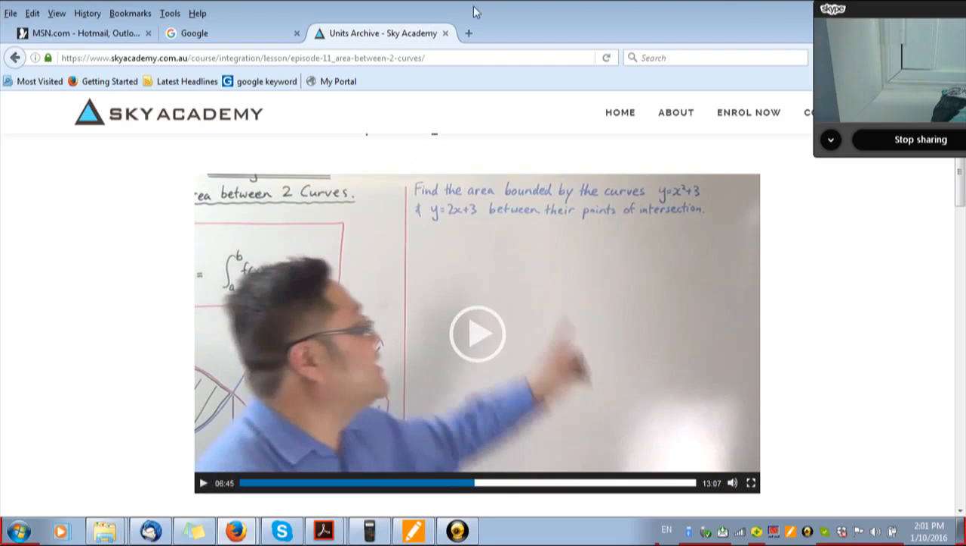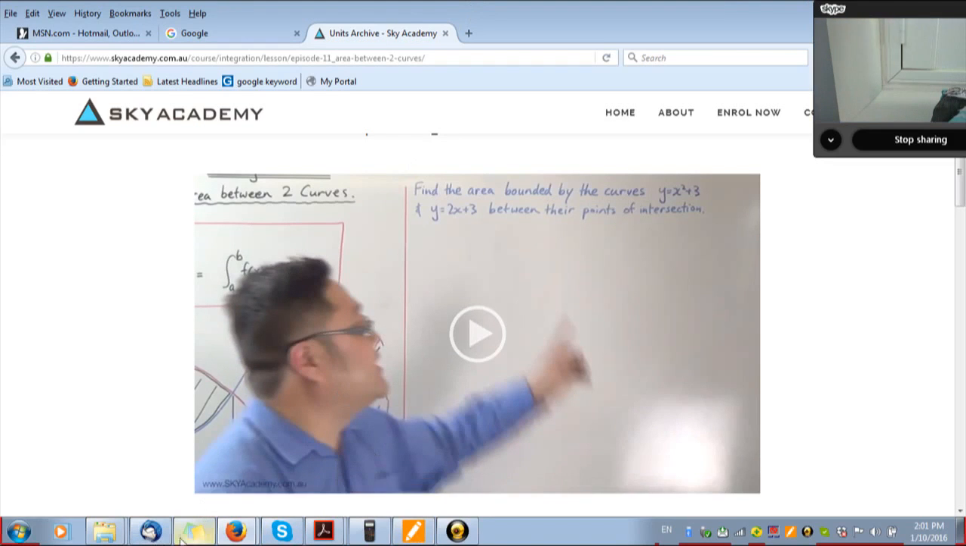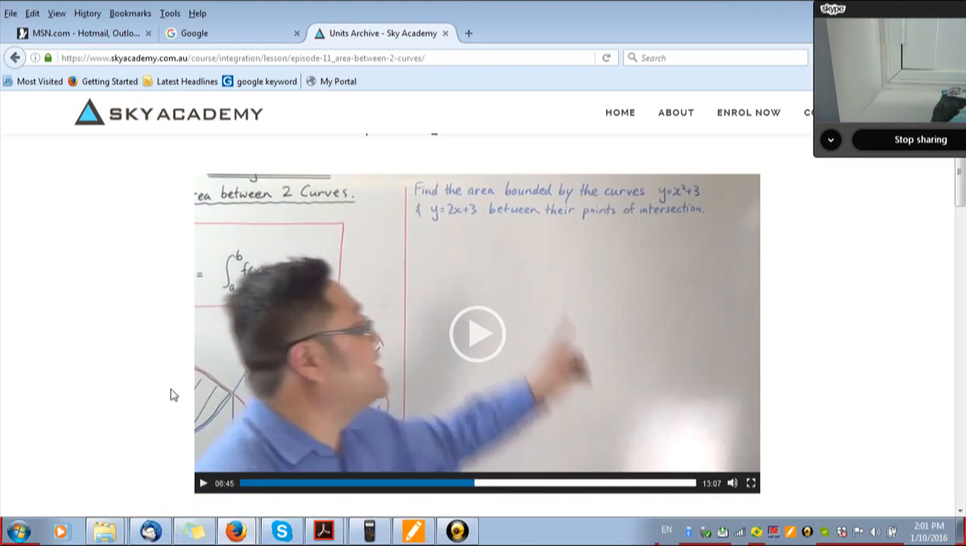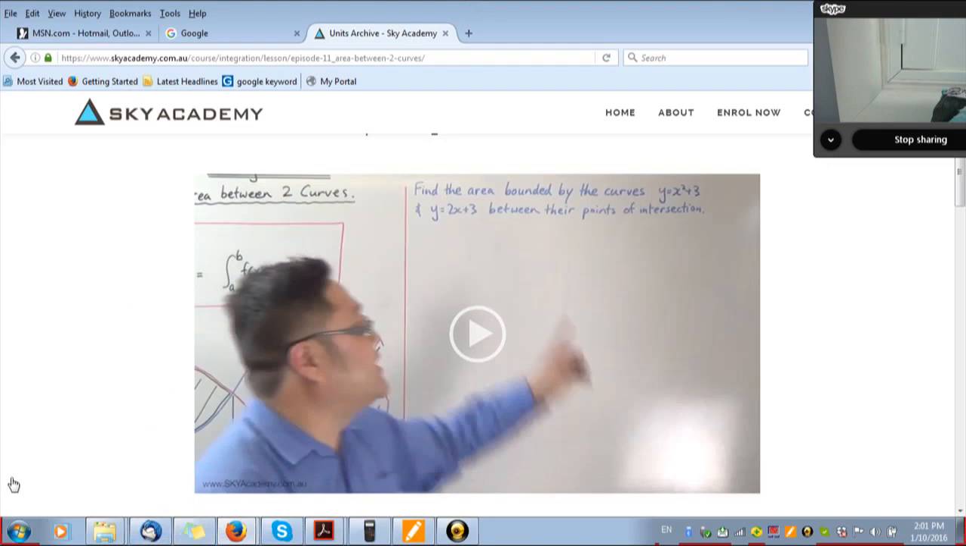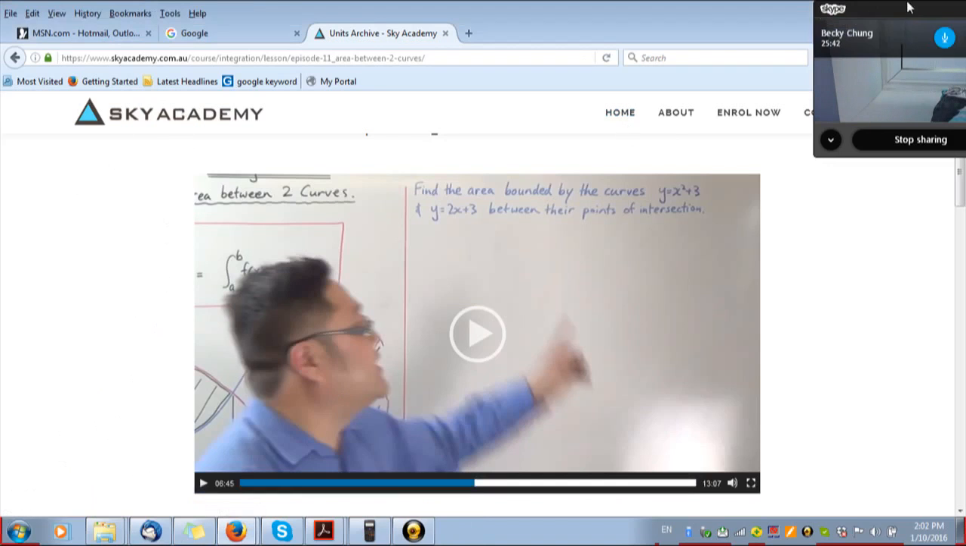Does that make sense? Yeah. So do you understand why we subtract the two now? Yeah, I think so. Okay. So the reason why you subtract them is ultimately it's the area of the top curve minus the area of the bottom curve, because you'll have a top area and a bottom area, and you take them away, it leaves the area in between them. Got it? Yeah. Good.